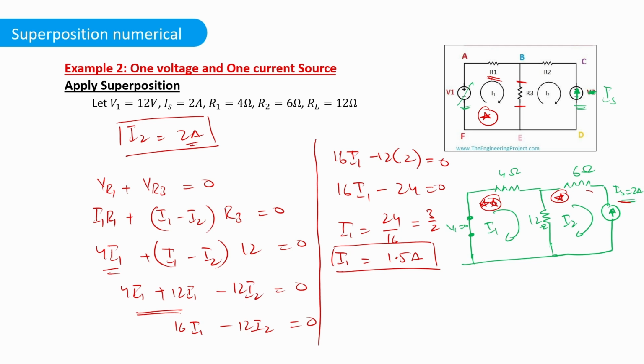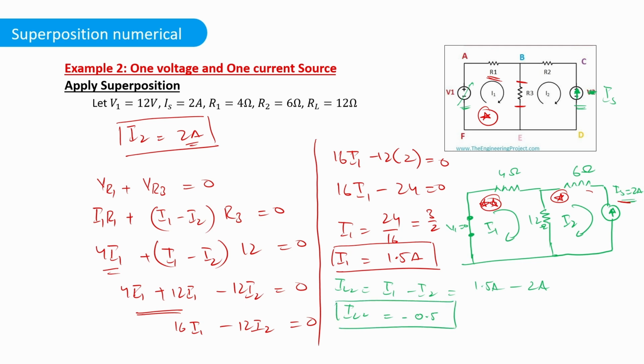Now the load current will actually be different, because at this time we don't have I2 as 0. Previously it was 0. So now the load current will be I1 minus I2. I1 is 1.5 ampere minus I2, which is 2 amperes, right? So IL2 is equal to 0.5 with a negative sign, right?